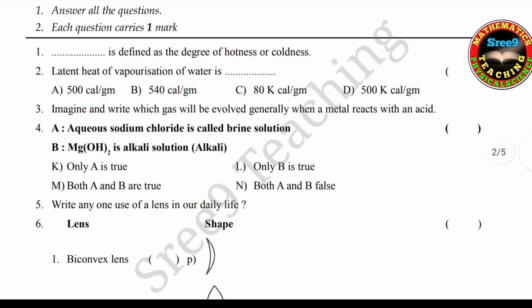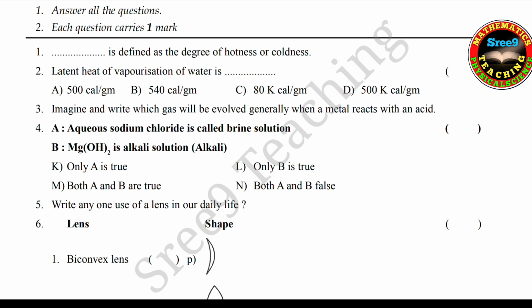And third, imagine and write which gas will be evolved generally when a metal reacts with an acid. For the third question I explain, the third question is given from the chapter acids, bases and salts. In that one you will have a lab activity, that is acids react with metals or metals react with acids and bases. What gas liberates there? Hydrogen gas. So the answer is hydrogen gas will be evolved for the third question.